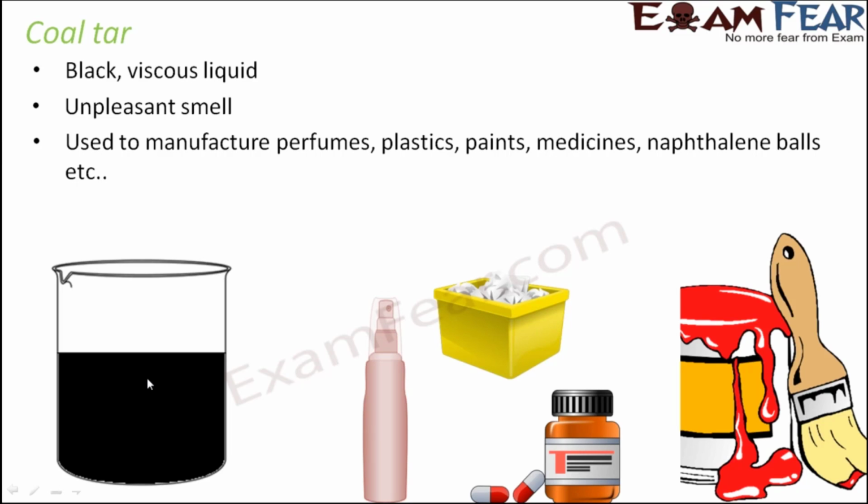However, it can be useful in manufacturing a lot of products like perfumes, plastics, paints, medicines, naphthalene balls. So these are some of the things where, during manufacturing, coal tar turns out to be a useful thing. It helps in producing so many different substances. So that means it is a useful thing.